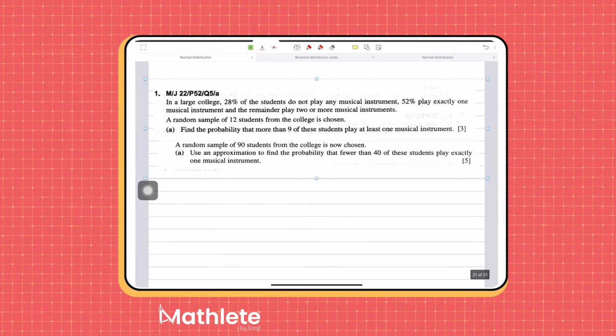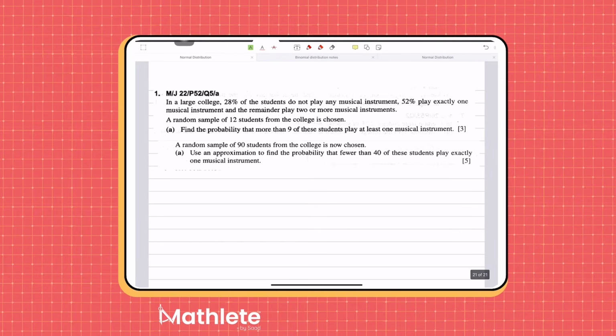Okay, so here's a fairly recent question. Let's see what it says. It says in a large college, 28% of the students. So just so you know, the question will start like this. The question will be such that you will have a binomial element to it, and then you will have a follow-up normal element to it. All right. So let's see what this question says.